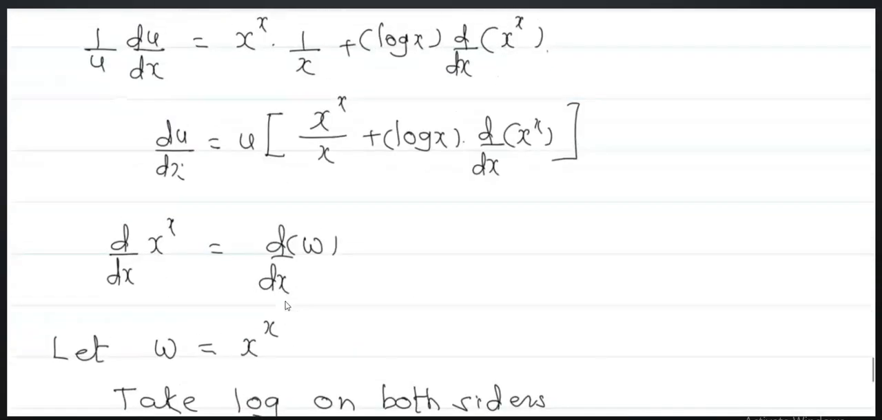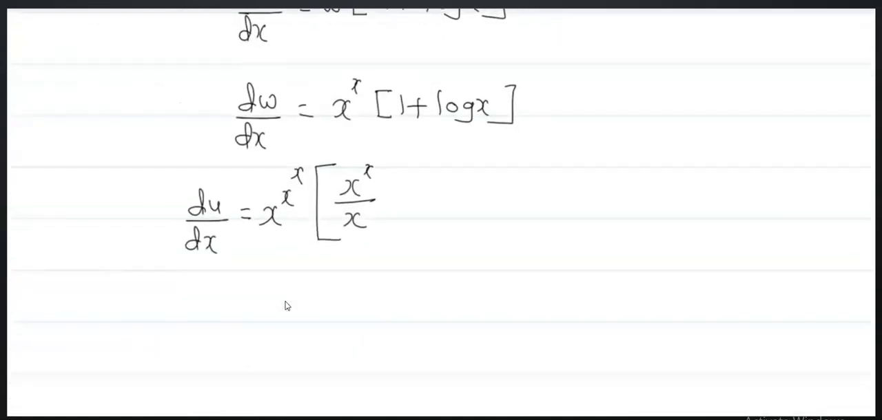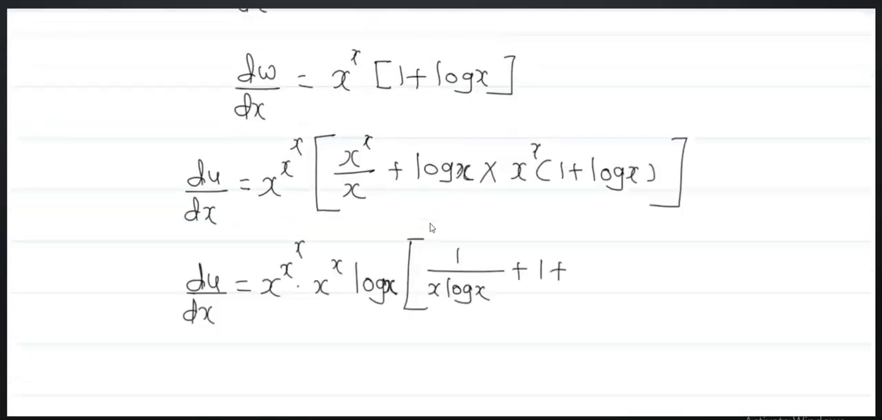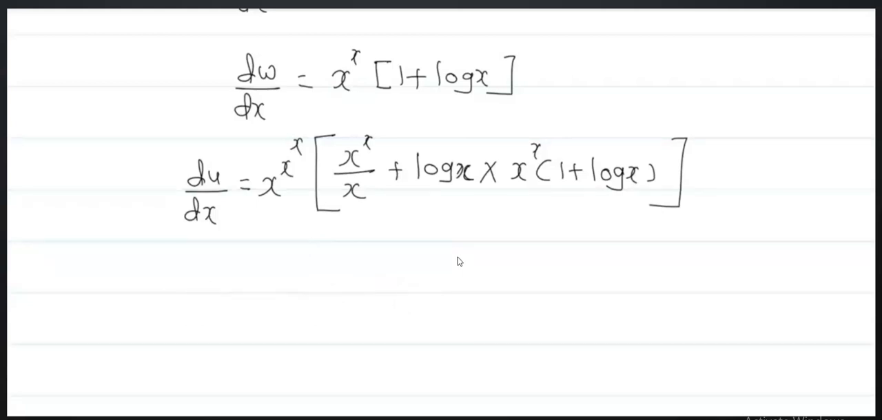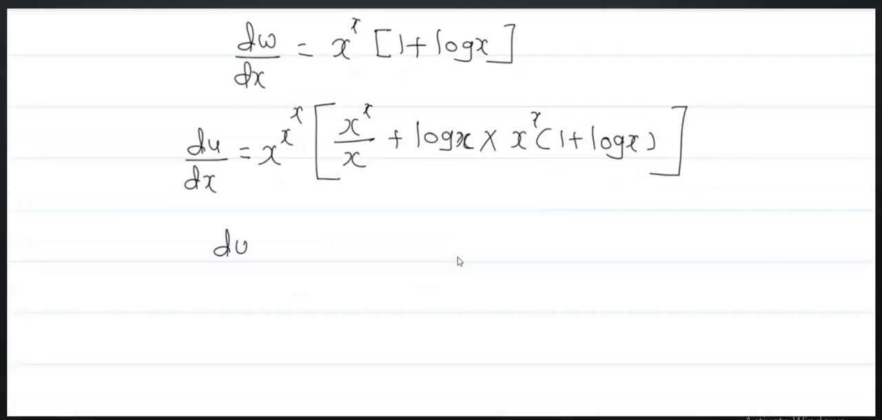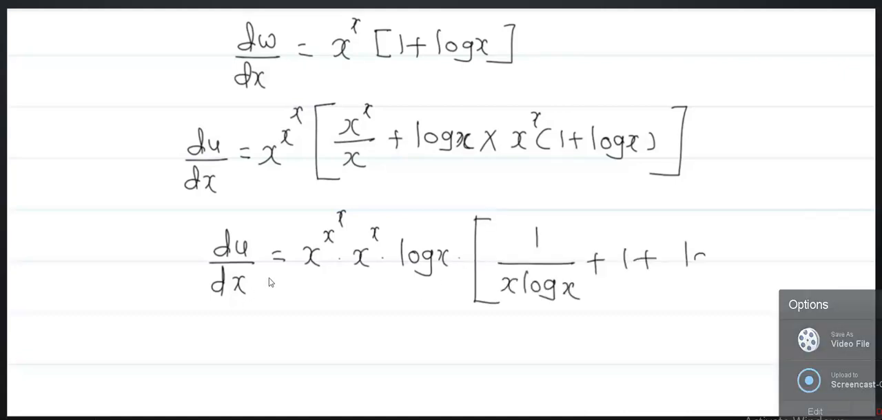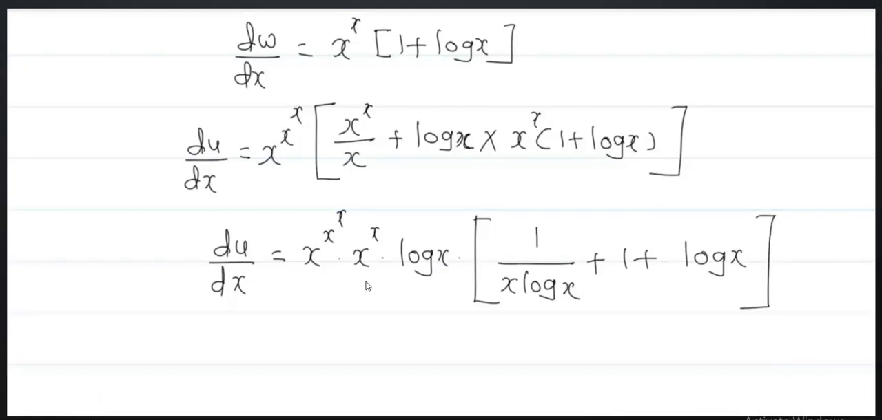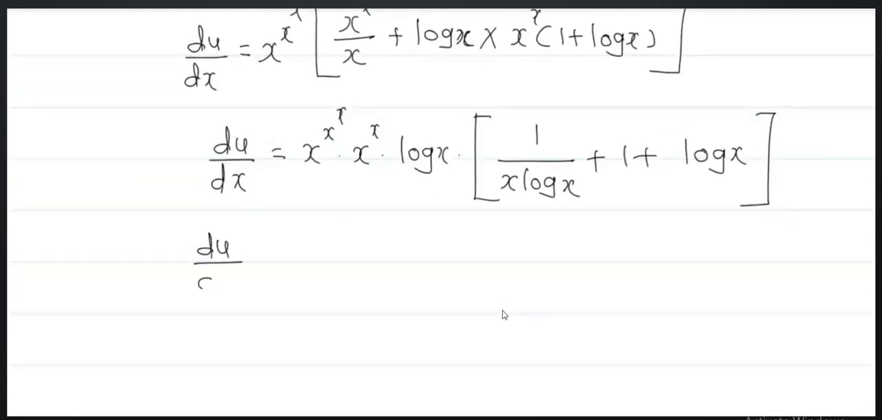x raised to x raised to x, x raised to x upon x plus the x raised to x log of x in bracket 1 upon. Therefore du by dx is equal to x raised to x raised to x. If you take x raised to x as common, then du by dx is equal to x raised to x raised to x into x raised to x log x in bracket 1 upon x log x plus 1 plus log x.